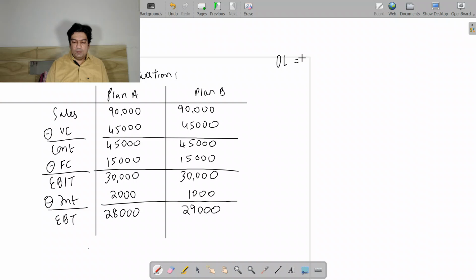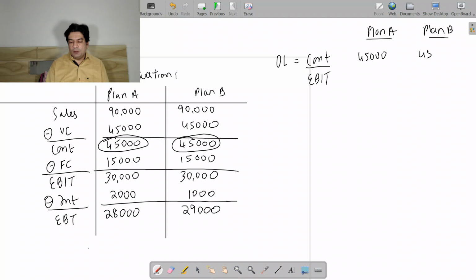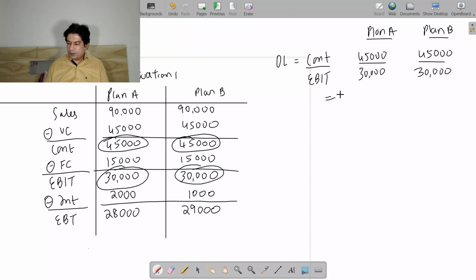So operating leverage, we know the formula, contribution divided by EBIT. So for plan A and for plan B I can find out. So the contribution is 45 and 45. So we have the same contribution over here. EBIT is 30 and 30. So the operating leverage is 45 divided by 30. So 1.5 is the operating leverage.